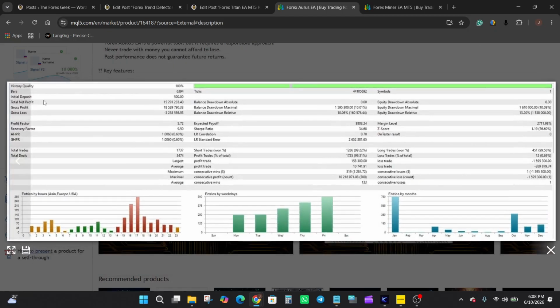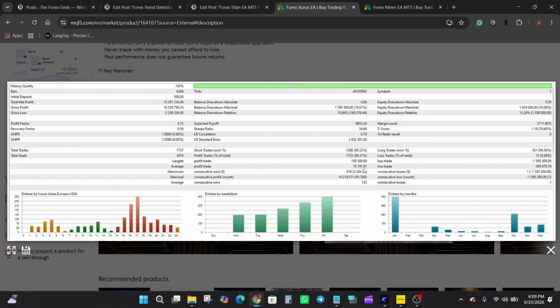Okay, so here we can see initial deposit $500, total net profit $15,291,233.4. The total trades taken were 1,737. Short trades were 1,286 with a 99.22% win rate. Long trades were 451 with a 99.56% win rate. The largest profit is 158,300. Largest loss 1,595,300.